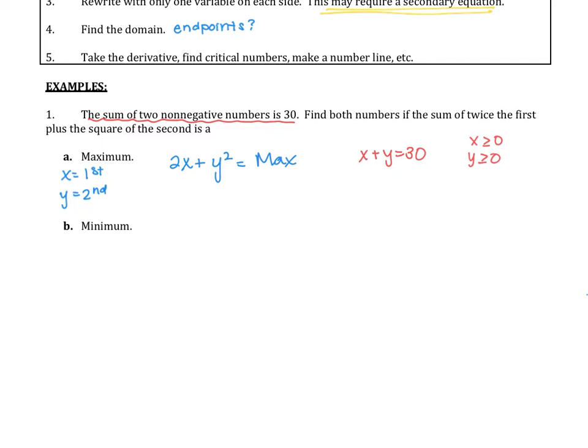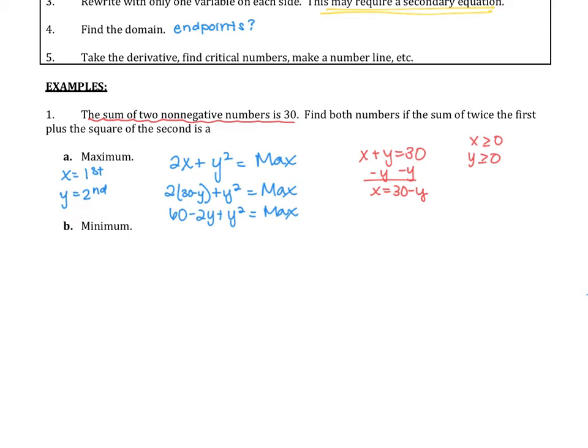Okay, so let's solve this for either x or y, and my suggestion might be to solve for x. It doesn't really matter, but let's solve for x. So we get x equals 30 minus y. Now I'm going to go back into the original equation, and in place of x, I'm going to write 30 minus y. So then I get 60 minus 2y plus y squared equals the maximum that I'm trying to find.